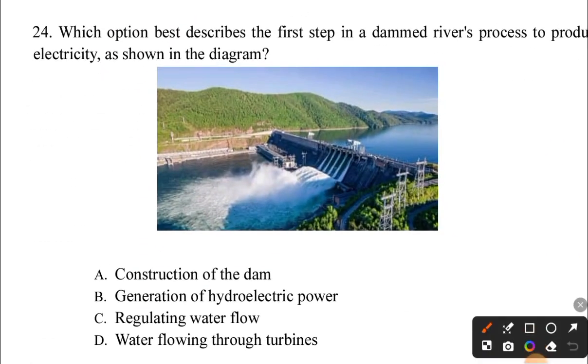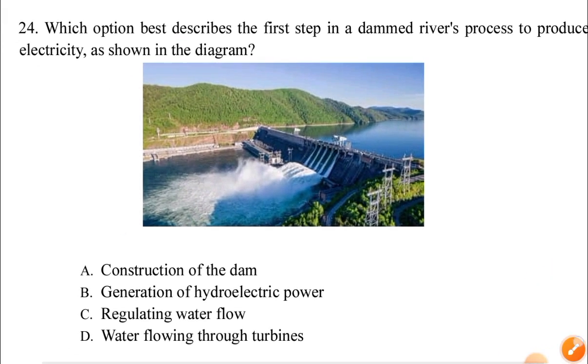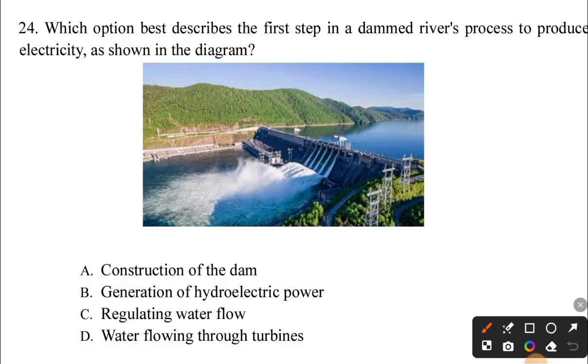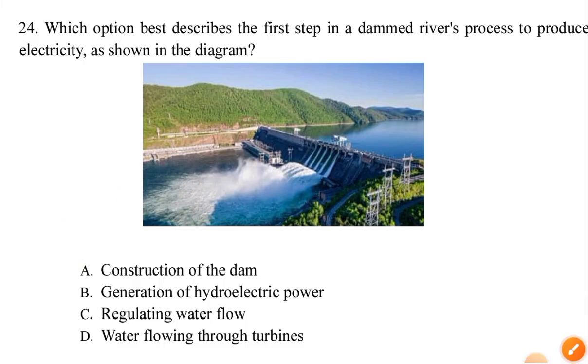24. Which option best describes the first step in the dam's reverse process to produce electricity as shown in the diagram? So to produce electricity, what is the first step? So A, construction of the dam, B, generation of hydroelectric power, C, regulating water flow, D, water flowing through turbines. So in order to be able to construct this, what's the first step? A dam is a place where water is stored. So definitely it is the construction of the dam which is the first. So question 24 is A.